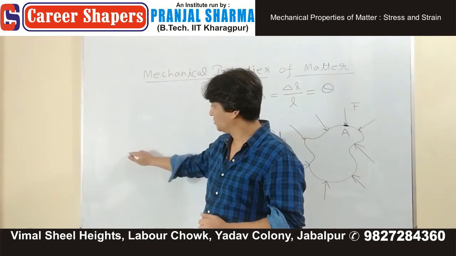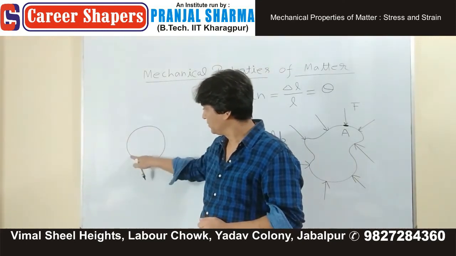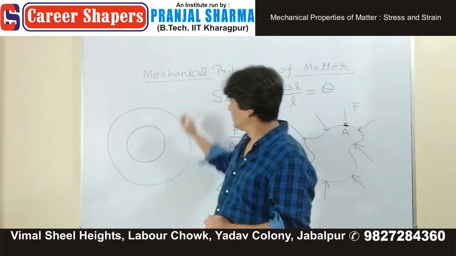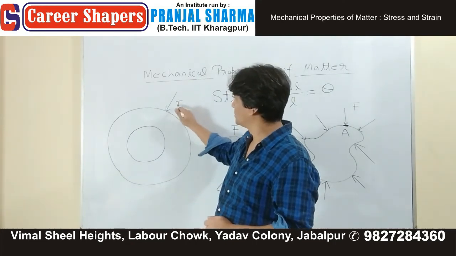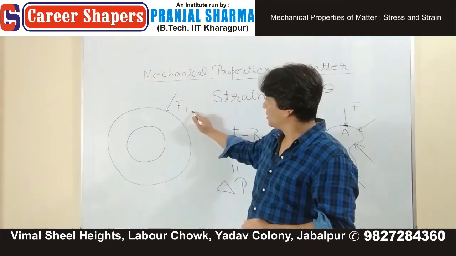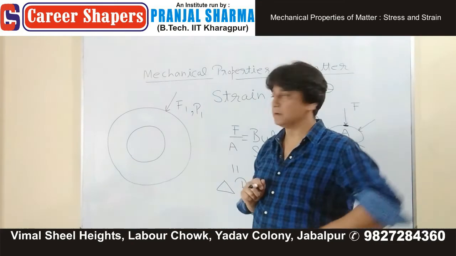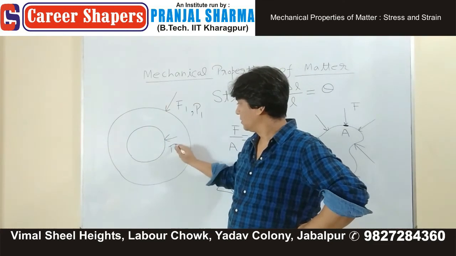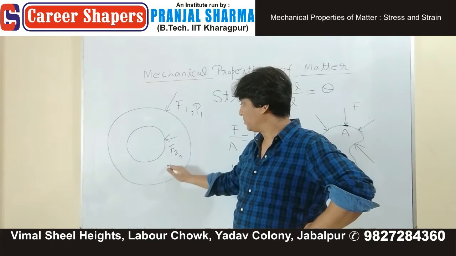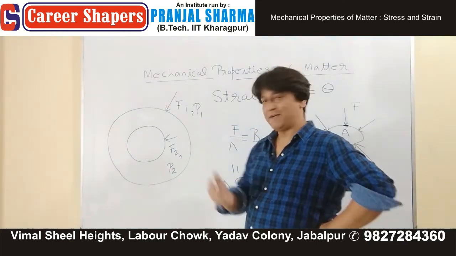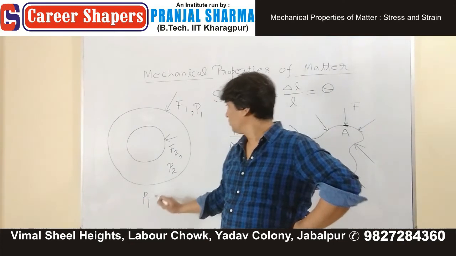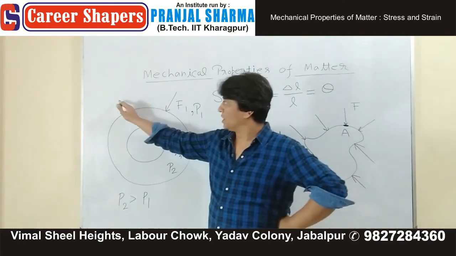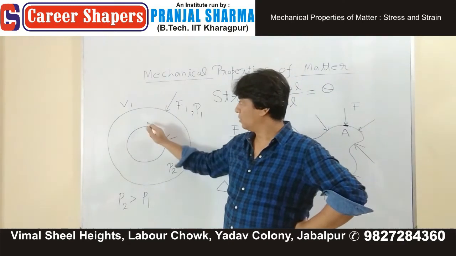For simplicity, we are drawing a simple spherical ball. This thing is under some force F1, corresponding pressure is P1. You increase the force from F1 to F2. Corresponding pressure is P2. Definitely P2 is greater than P1. Originally volume was V1. And now volume is V2.